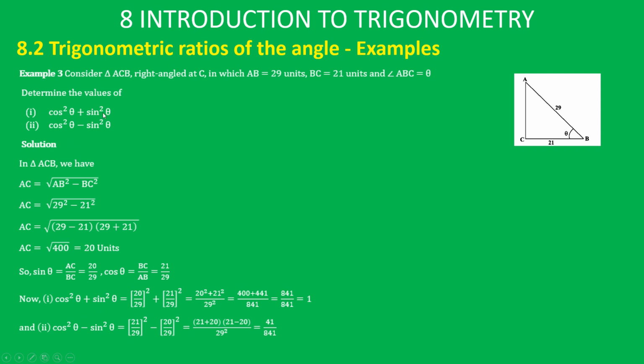Now, first one, consider cos square theta plus sin square theta. Now, what is cos theta? 21 by 29, 21 by 29 whole square. And what is sin theta? Just I reverse the terms, not a problem. Here I have written sin square theta plus cos square theta. Both are same, right?